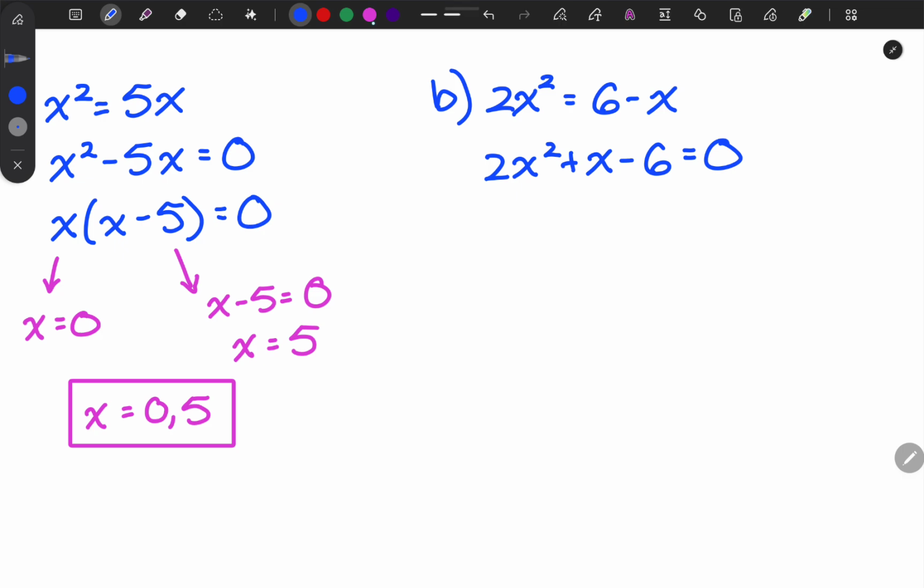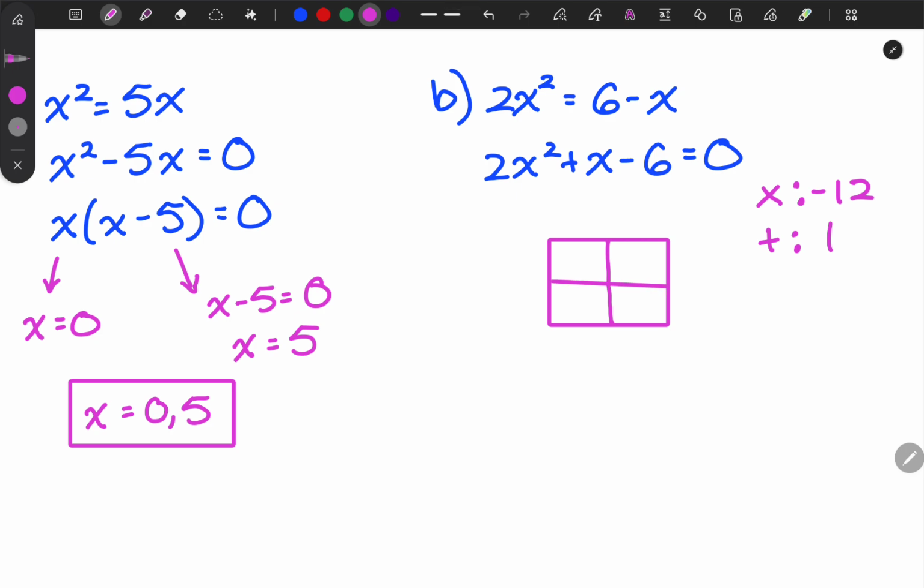In order to factor this one, you can use the method of your choice. I'm going to use the box method. So I'm going to find two numbers that multiply to negative 12, but add to positive 1, and I'm just going to set up a box for factoring purposes. We have a 2x squared and a minus 6. We're looking for a pair of numbers that multiply to negative 12, but add to positive 1, so that would be 4 and negative 3. So the other parts of the box will be 4x and negative 3x.